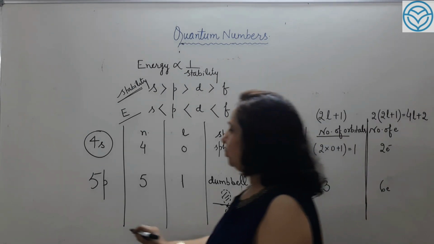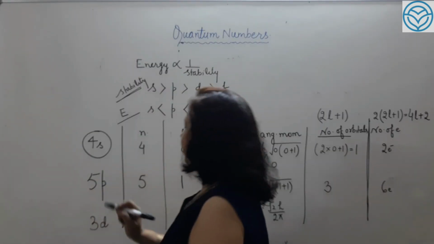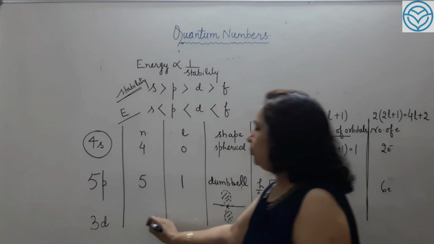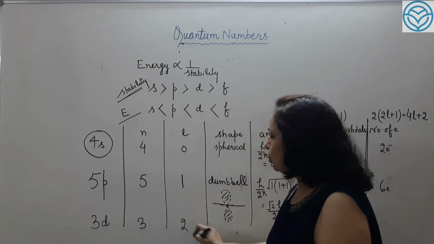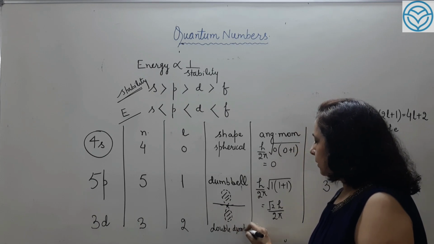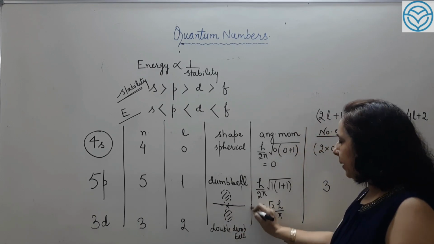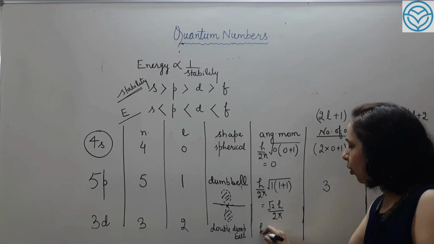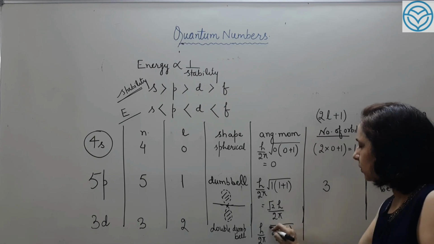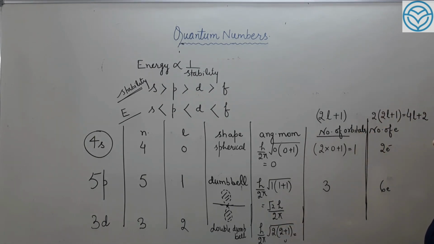One more practice we can do. If I write 3d, can you write all these values? For 3d, what is going to be the value of n? 3. What is L? 2. Shape, double dumbbell. Angular momentum, what is the value? h upon 2 pi, root of 2 into 2 plus 1, root 6 h upon 2 pi. Number of orbitals are 5. 2 2s are 4 plus 1, 5. And electrons are going to be 10.